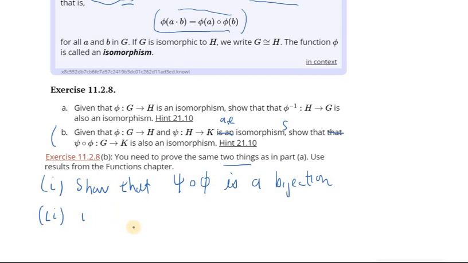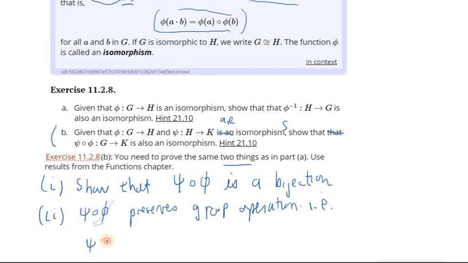or I should say it this way. Let me just say that psi composed phi preserves group operation. Now what does that mean? That means that I replace phi here with psi composed phi. I just make that straight replacement. Phi changes to psi composed phi. So psi composed phi of A dot B is equal to psi composed phi of A.